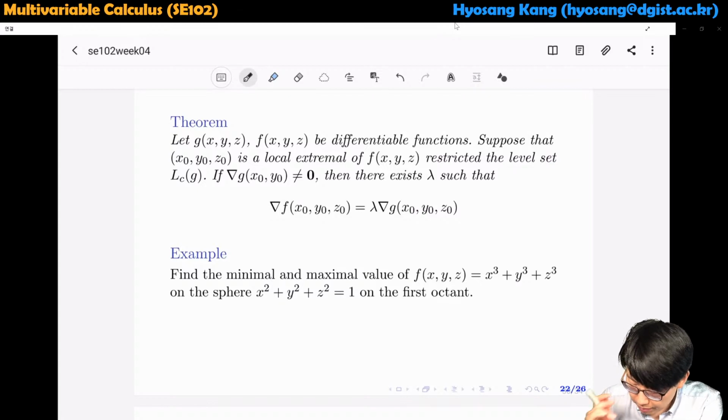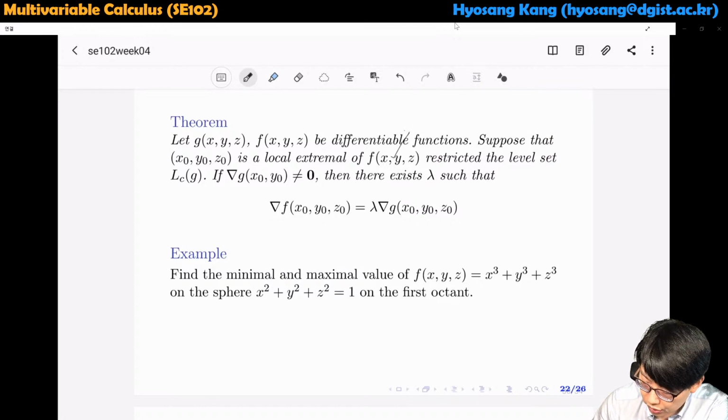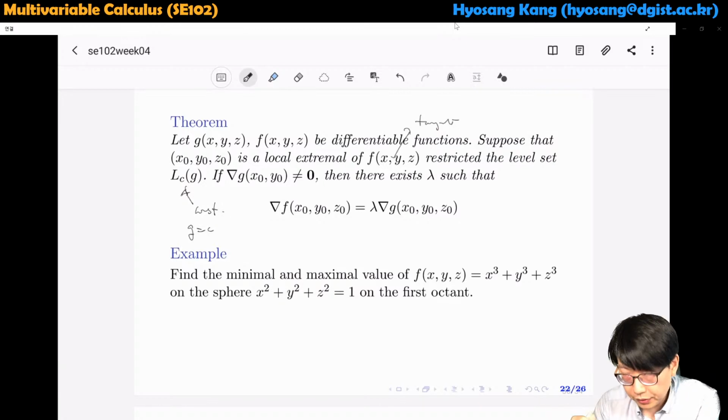So let me read out the theorem first. We have two functions, g and f, and if the point x0, y0, z0 is a local extremal of the function f, this is the target function, restricted on the level set of g, so this is the constraint, g equals c. This is a 3 variable function. The level set of a 3 variable function is a surface, not a line. Okay, a surface in 3-dimensional space. So you're looking at the value of function f on the points on this surface.